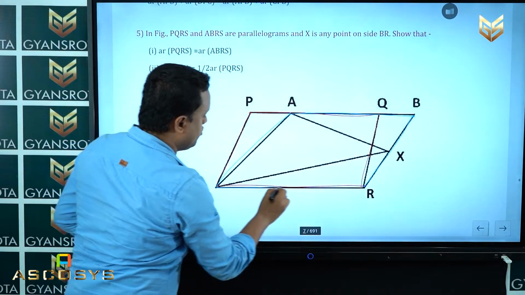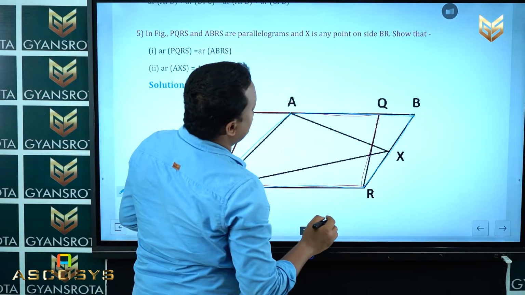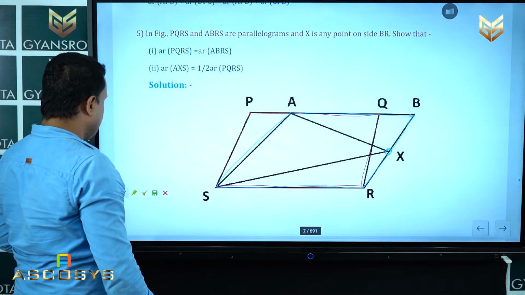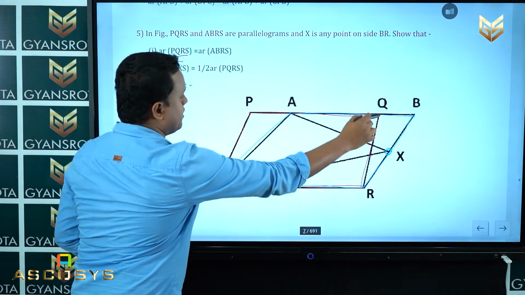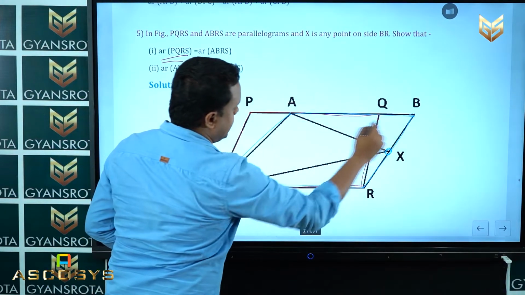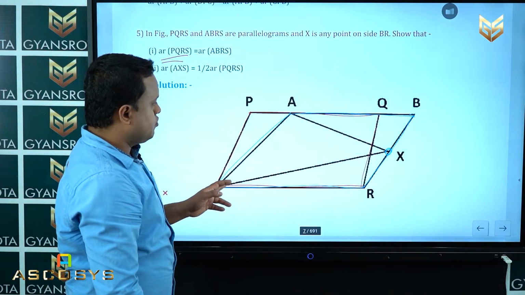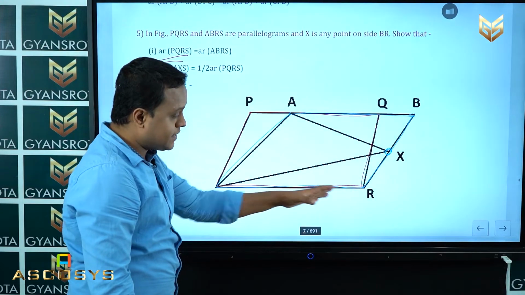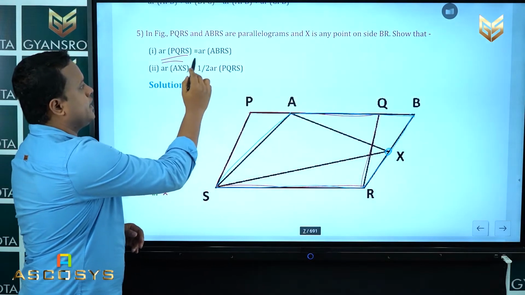Okay. So we have two parallelograms and X is any point on side BR. So this X is any point on this side BR. We have to show that the area of parallelogram PQRS is equal to the area of parallelogram ABRS. We already have that theorem: the areas of two parallelograms on the same base and between the same parallels are equal. So definitely the area of PQRS is equal to the area of ABRS.